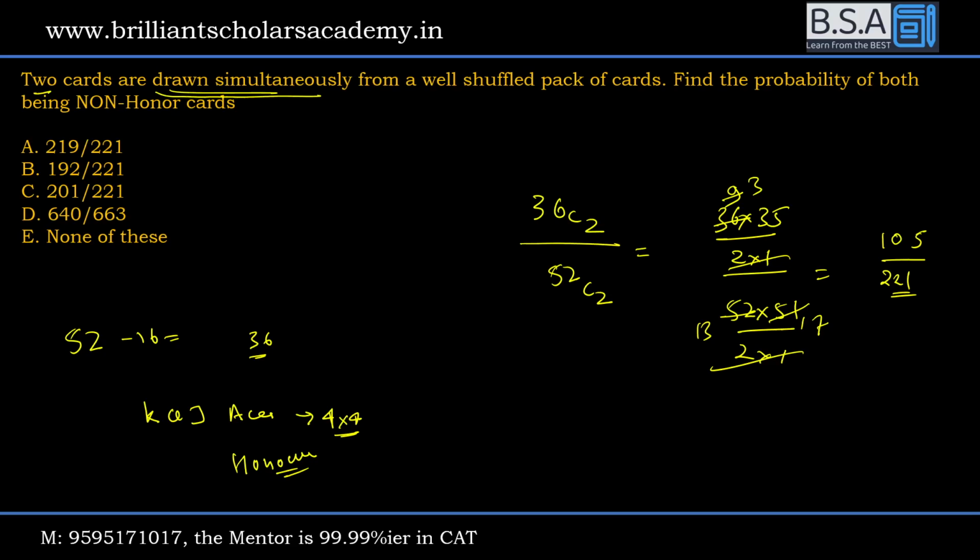एक बार calculations check कर लो. Out of 52, 16 cards are gone. So 36 cards remain. 36 में से कोई भी 2 select करना है, favorable outcome. That is 36 into 35 upon 2 into 1, which is correct. 52 into 51 upon 2 into 1, cancel. ठीक है. So that is 4 into 9, 4 into 13, cancel. 3 cancelled, 17. Perfect. 105 by 221. ये आपका answer है. None of them are honor cards.